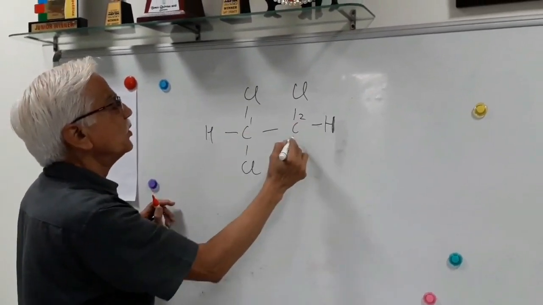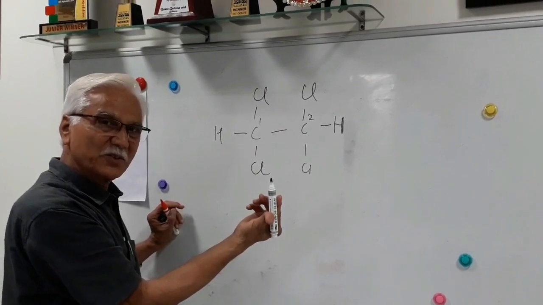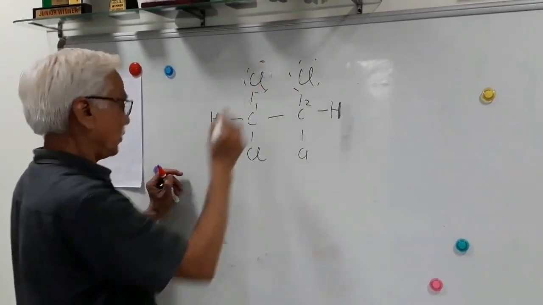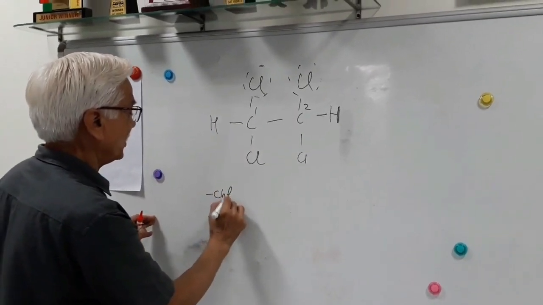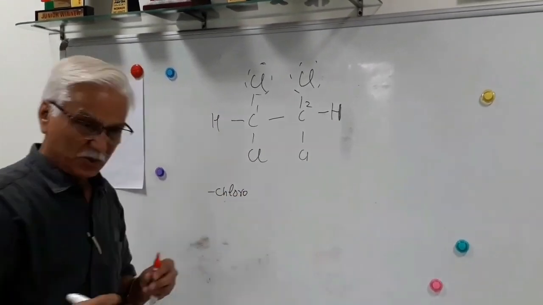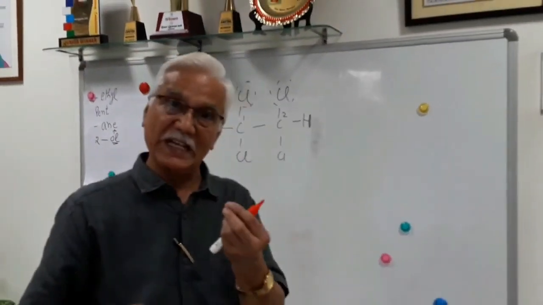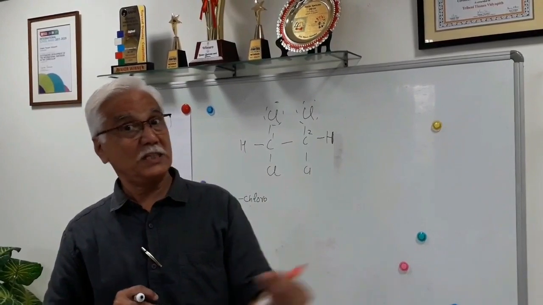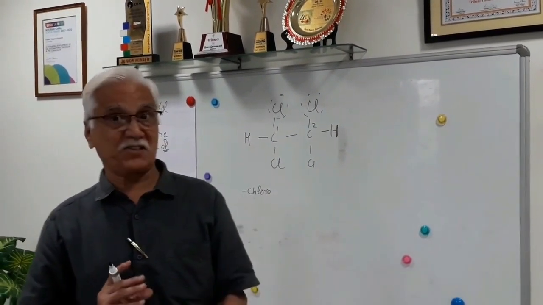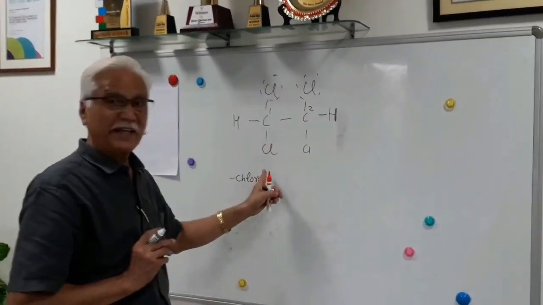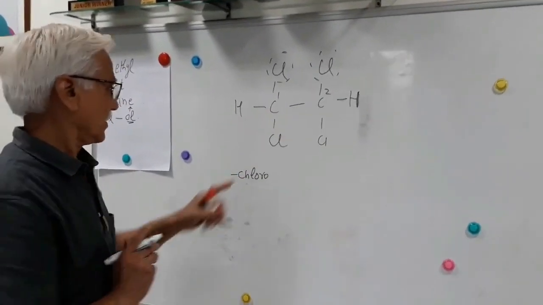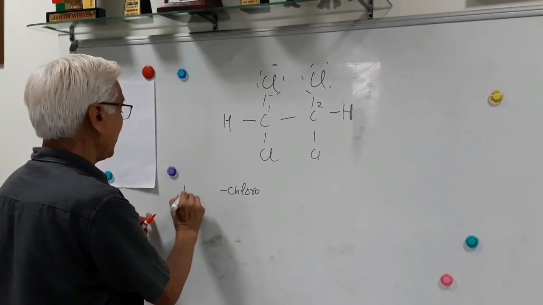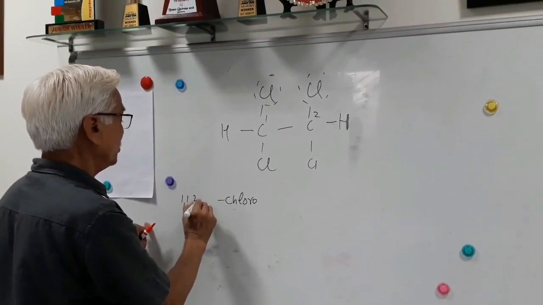1, 2, this way also 1 and 2. So side chains are chloro. Its ending is, whenever halogens are present, they have to be written first, like methyl, ethyl. Other functional groups in the end. But if halogens are present, they will be written first. So chloro. How many? 4. Position 1 and 2. So the position is 1, 1, 2, 2.